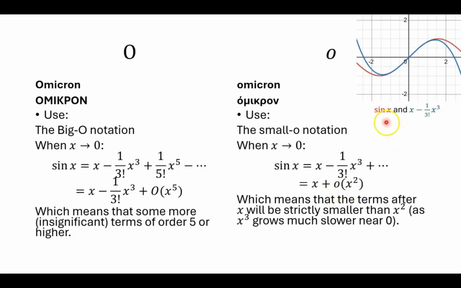You can see what is the case in the graph of sine x, the red one, and x minus 1 over 3 factorial, which is 6, times x cubed. So this is the blue one. In the vicinity of x equals 0, these two functions are basically the same. They overlap exactly at x equals 0.